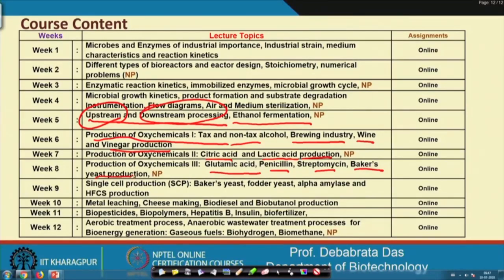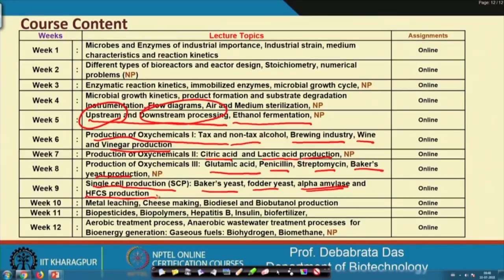So we shall give you glimpses of the different processes, and we shall discuss single cell protein production. As you know, single cell protein production is nothing but your cell mass production, which comprises Baker's yeast, fodder yeast, alpha amylase. We also discuss the alpha amylase production and high fructose corn syrup production.